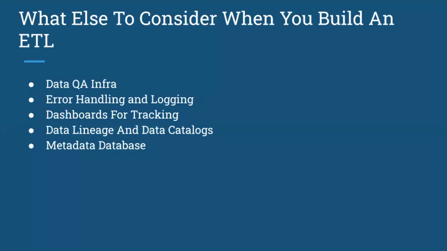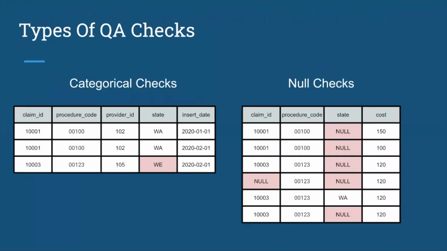All right, I did want to go over a little bit about data QA, just because there's a ton of very simple QA checks that you might consider implementing, and I want to go over what they are. So visually, I hope this helps. Categorical checks are typically used when a field should only have very specific values. For example, in the state field, we're really only expecting valid state abbreviations, states or territories. So it could be Puerto Rico or something like that as well. Washington, that's valid, but WE is not a valid state.